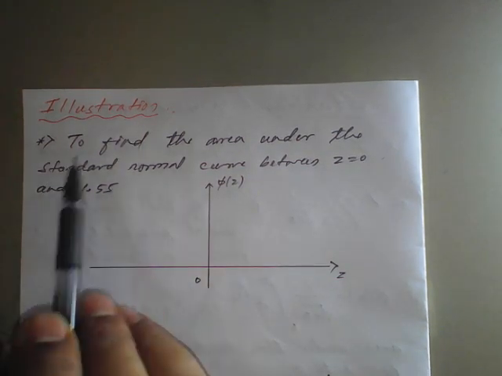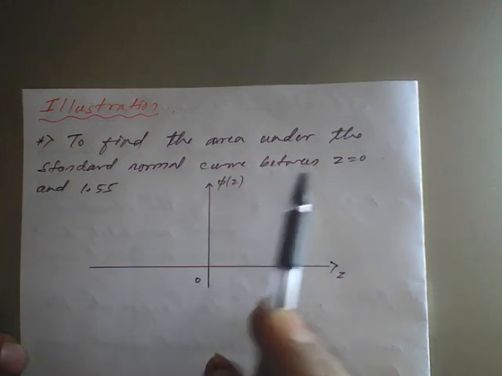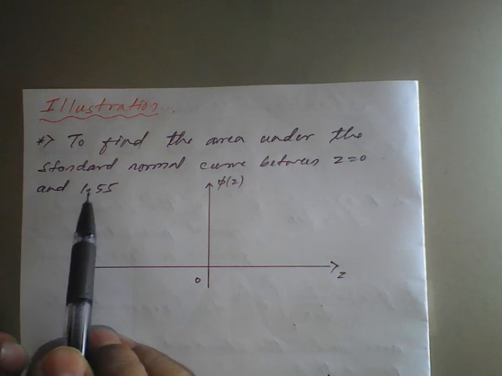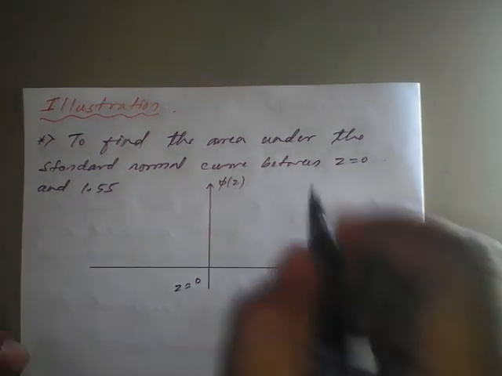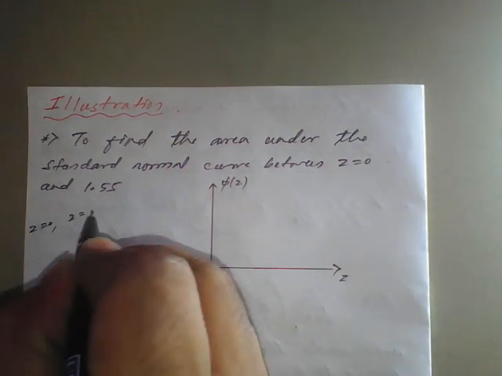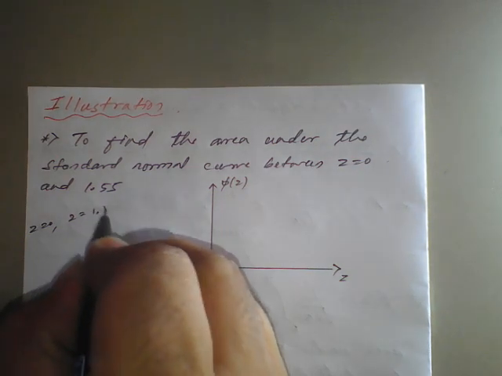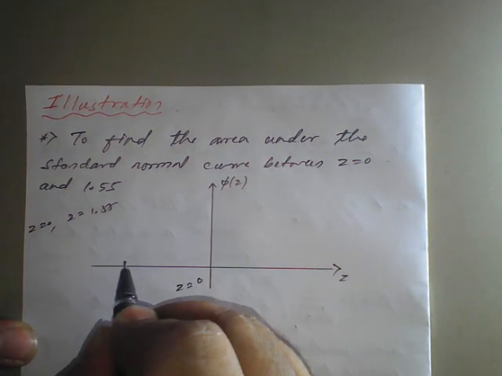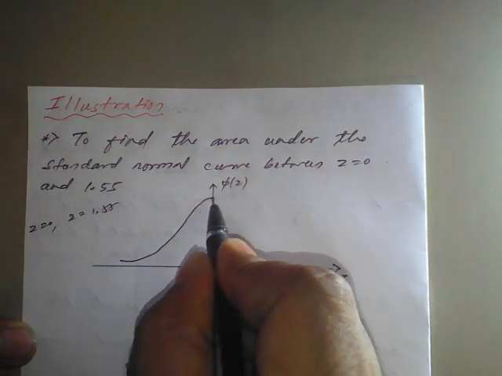Now, illustration: to find the area under the standard normal curve between z is equal to 0 and z is equal to 1.55. So we have two values here, z is equal to 0 and z is equal to 1.55. z is equal to 0 means the center of the curve, so I will draw a normal curve here, which is bell shaped.